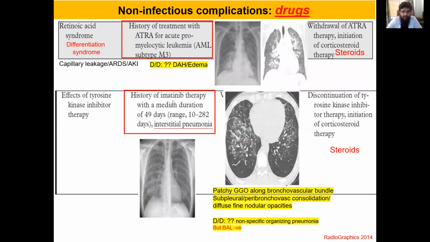Similarly, in a patient who has been on imatinib therapy, which is a tyrosine kinase inhibitor, the patient can present with changes of interstitial pneumonia, with features of patchy ground glass opacities along the bronchovascular bundle, and it mimics non-specific organizing pneumonia. So if we have this history, we can stop the drugs and add steroids to get a good response from the patient. This is why clinical settings and radiology settings are essential in giving us a clue about the diagnosis.